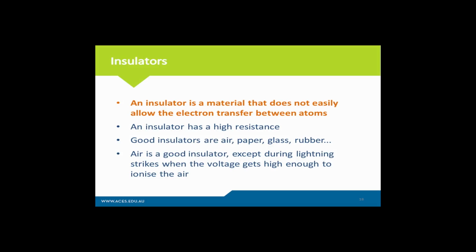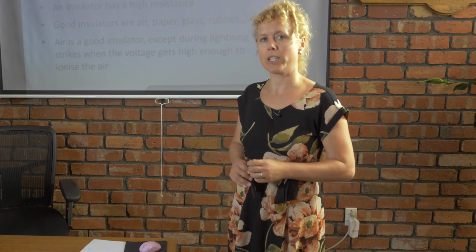So an insulator is a material that does not easily allow the electrons to be transferred between atoms. Plastic is a good example. An insulator generally has high resistance to the movement of electrons. So good insulators include things like air, glass, plastic, rubber. Air is a good insulator, except during lightning storms when the voltage gets so high in the air that it can ionise the air and cause some problems, lightning strikes.